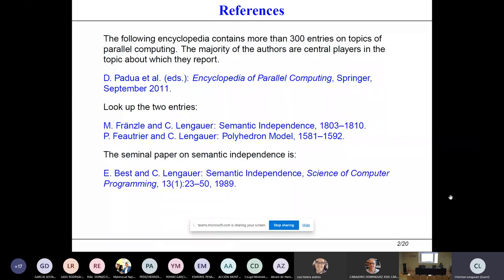The seminal paper on semantic independence is 30 years old. It's by Eike Best and myself. It was instigated by Eike Best. And it may seem curious to some of you that I am speaking about an issue that was basically resolved at that time. There are two reasons for it. The first one is that it's a wonderful example of rigorous, foundational science of programming. It is very self-contained. You can understand it in its entirety without a lot of previous knowledge. Those are the reasons why I thought it's the best topic for this talk.